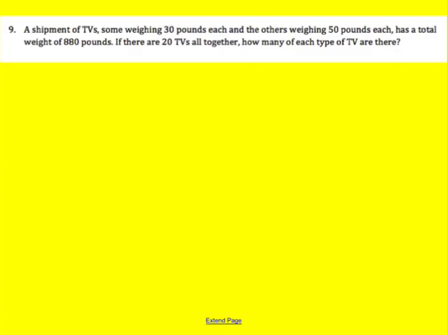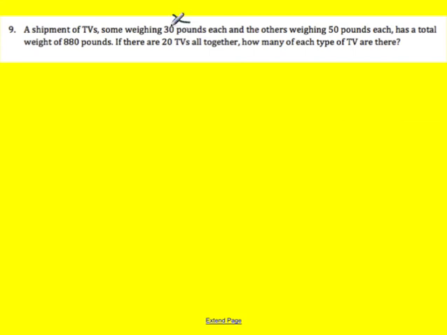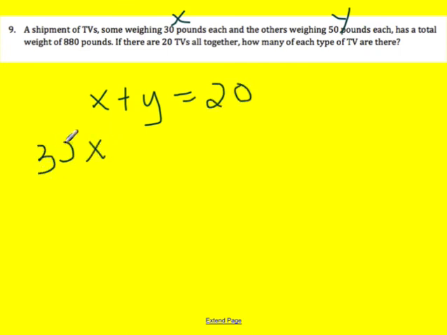Last but not least, let's get this last one set up for you. So we're talking about a shipment of TVs. I'm going to let X represent the amount of TVs weighing 30 pounds and Y represent the number weighing 50 pounds. So between the 30 and 50 pound TVs, we need to have 20 of them. For every X 30 pound TV, it's going to weigh, well, 30 pounds. For every Y 50 pound TV, it's going to weigh, well, 50 pounds. And that needs to add up to 880.